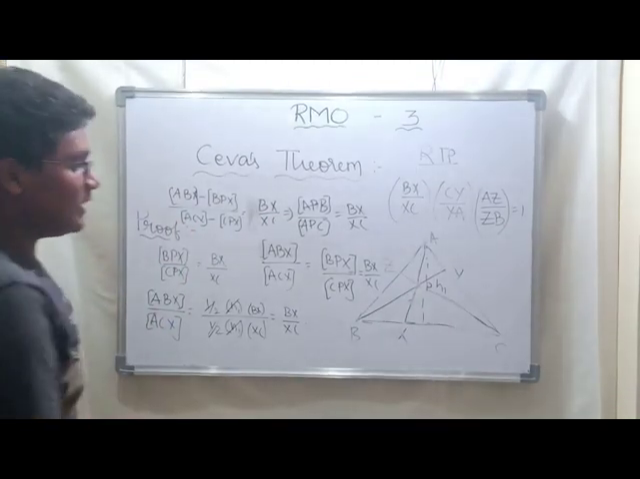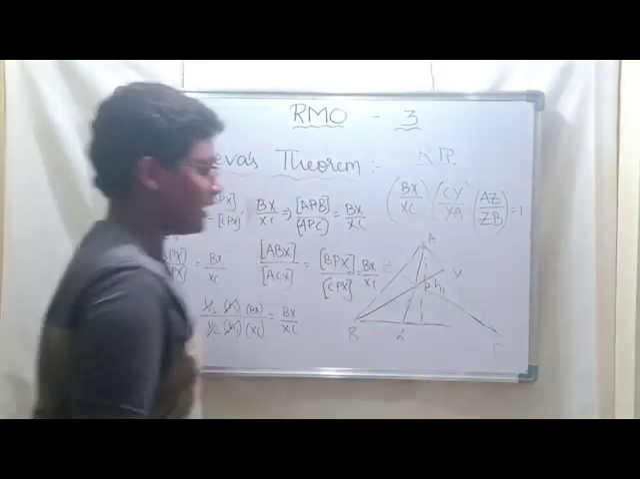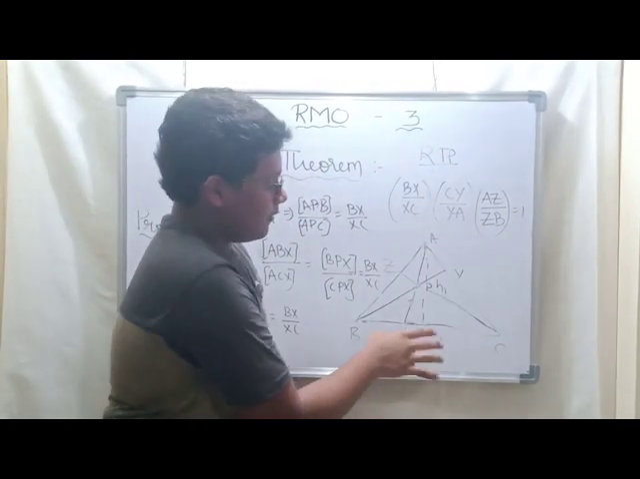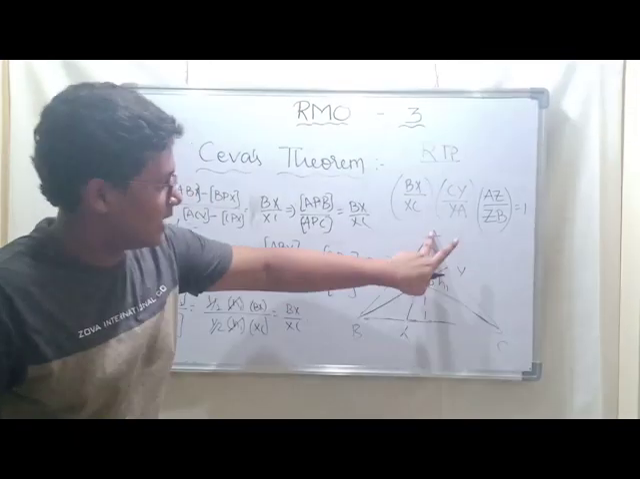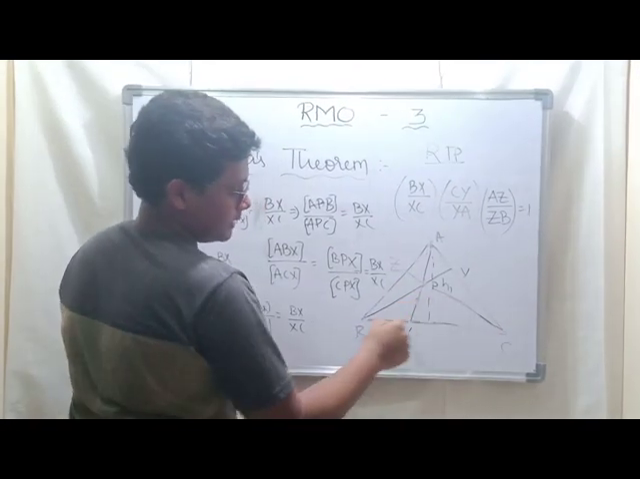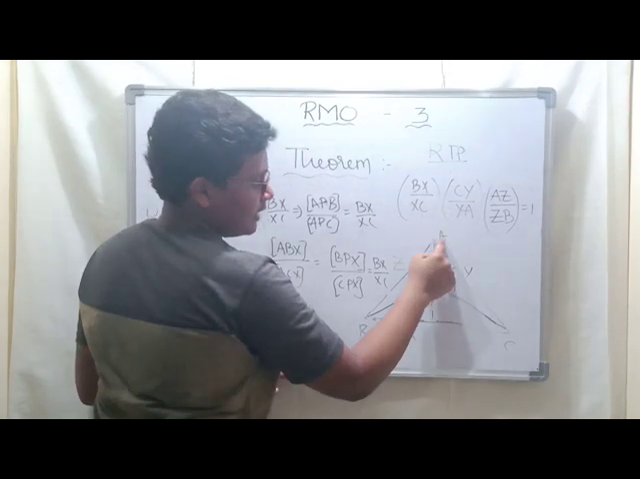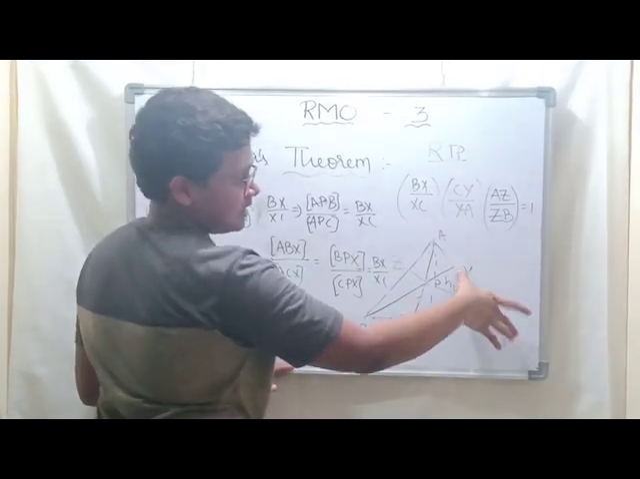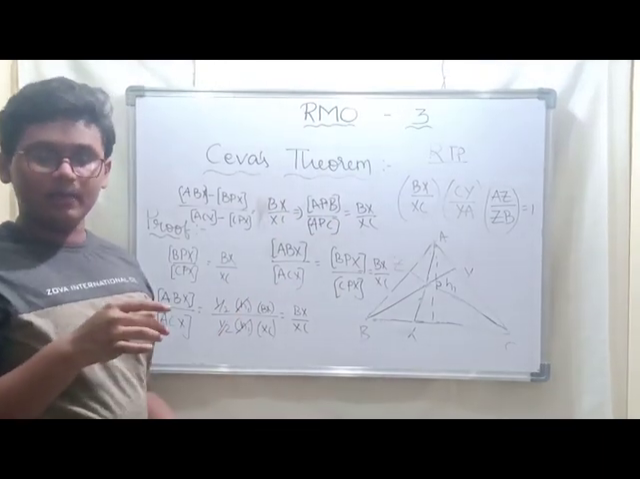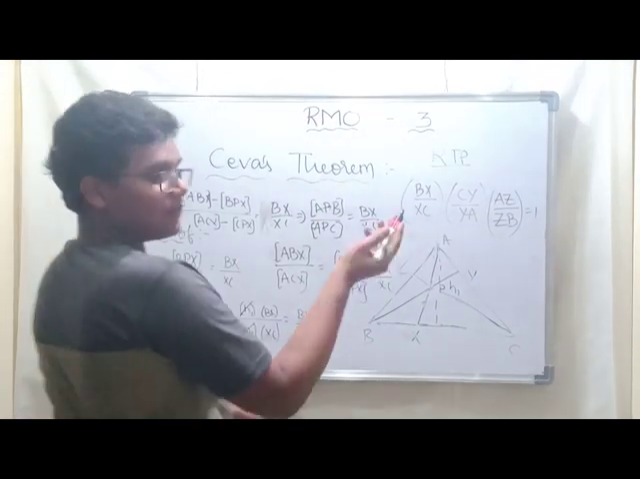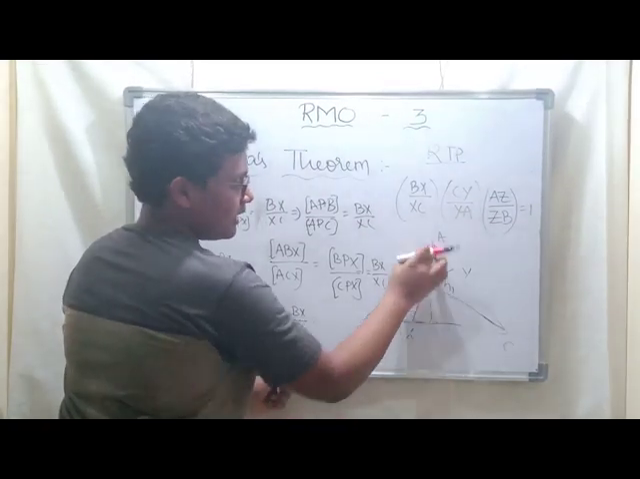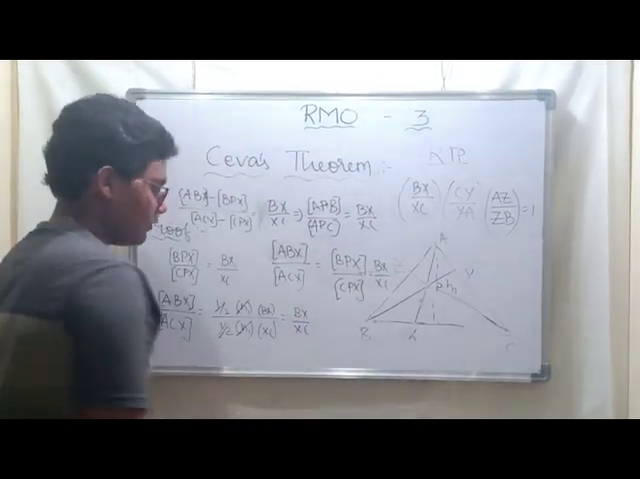We got that one, taking these two as bases for these two triangles. Similarly, if we take CPY and APY, what will we get? We will get CY by YA, and we will take again BCY and BAY. Then we will use this rule, A by B is equal to C by D, here. Then we will get BPC by BPA is equal to CY by YA. I will write that.